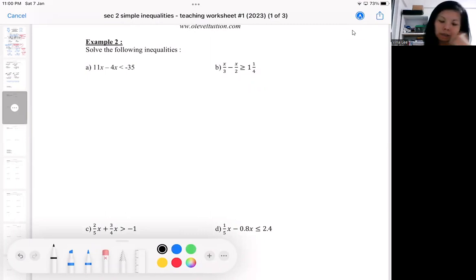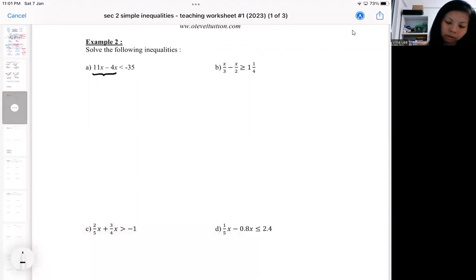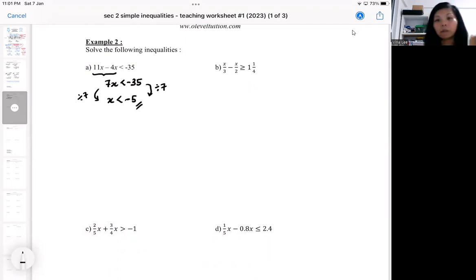So for A, it's 11x minus 4x. That one's very simple. 11 minus 4 is 7x. And your aim is to get 1x. So to get 1x, you divide by 7 on both sides. Obviously 7 is a positive number, so you do not need to reverse the sign. So we have solved the inequality.